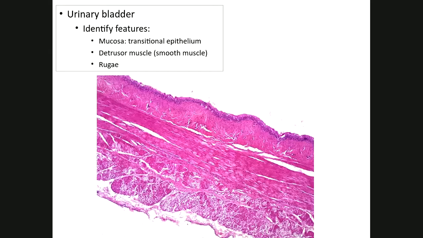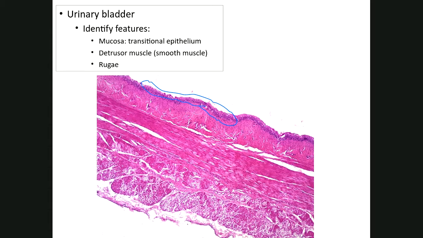All right, next, on the urinary bladder, there are a couple of things primarily that I want you to be able to identify. The mucosa, which is, of course, the transitional epithelium, which is up here at the top. You guys know about transitional epithelium from your studies in A&P 1. Transitional epithelium has the ability to expand and recoil, right? The cells change size and shape depending on how much fluid is in the bladder. So that's what you want to see in terms of mucosa.